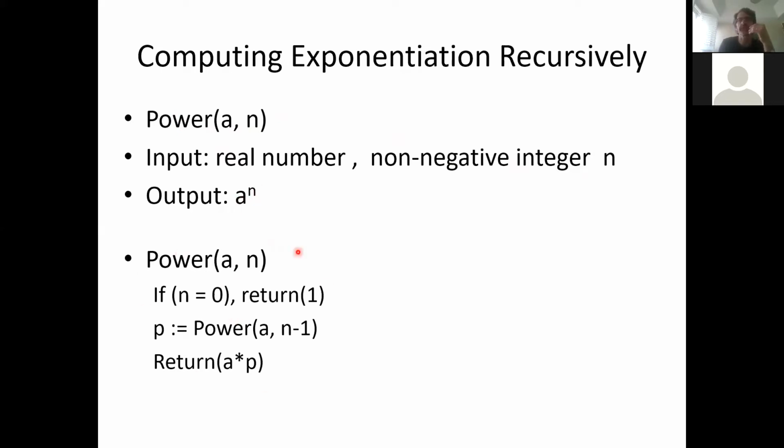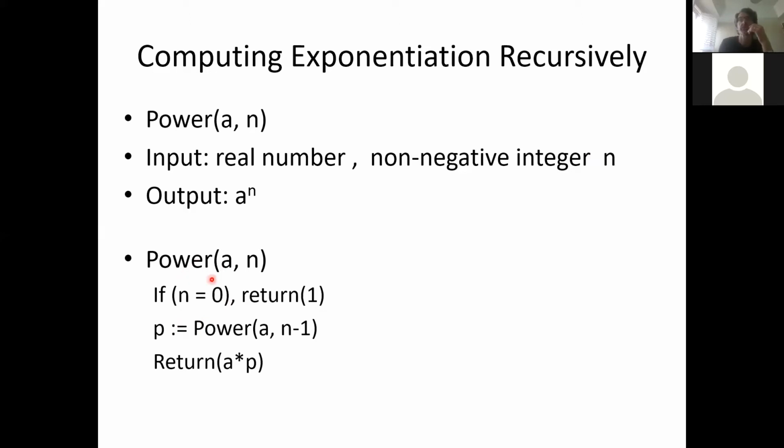So here is a recursive code that does compute it. Algorithm power on inputs A and N performs the following. If the exponent N is equal to 0, then the algorithm just returns the value 1. It doesn't do any further computation, it just returns 1 as an output. That's good because indeed A to the 0 is 1 for any A. But if the exponent is not 0, we assume that it's a non-negative integer, so therefore it's a positive integer, 1 or higher.